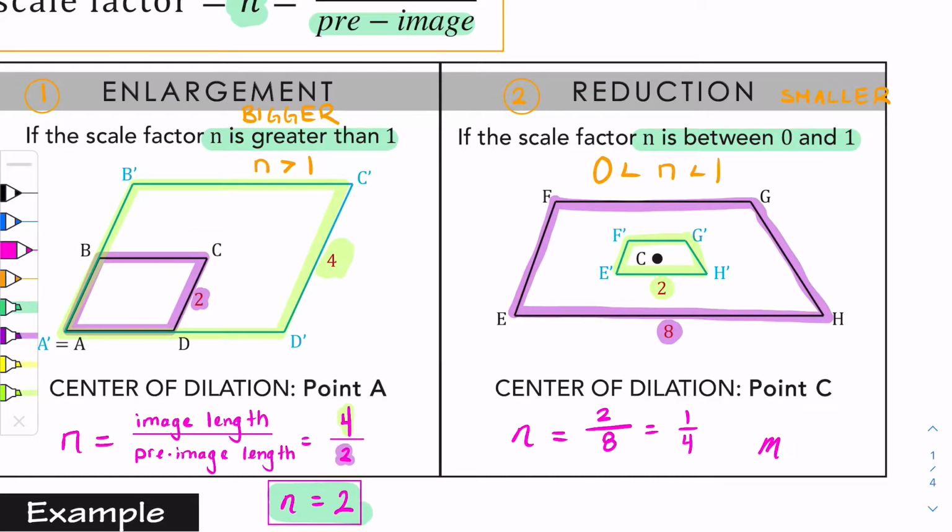So the scale factor n is 1/4. And that indicates that the pre-image went through a reduction to end up at the image size, meaning the pre-image got smaller.